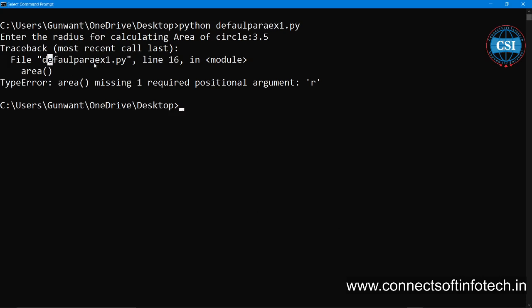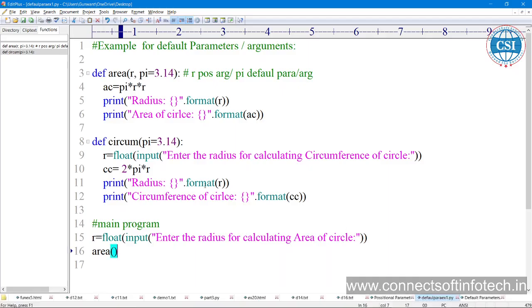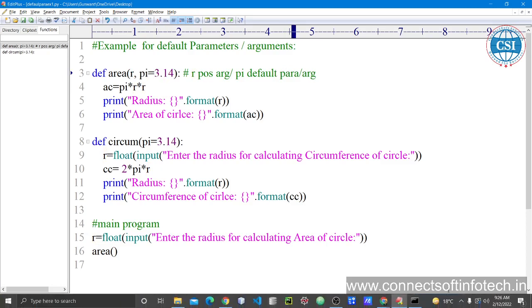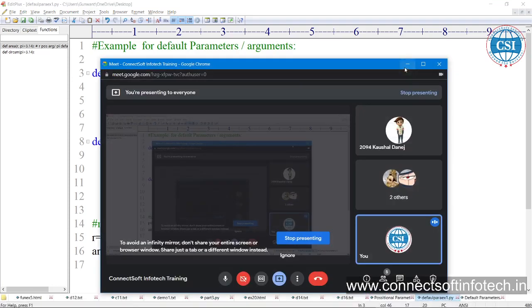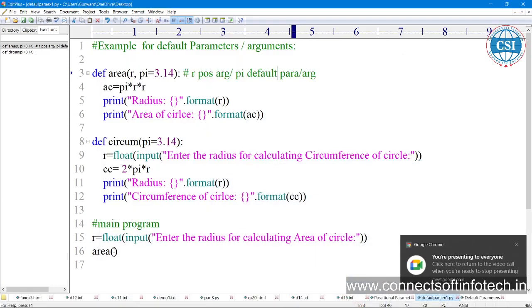Okay, so now here line number 16, area is missing one required positional parameter, that is what? R. So are you getting my point? Are you passing any argument here? No. Okay, so how many formal parameters are here? Two formal parameters we can say. But one is the positional and second is the default. Second is what? Default, right? So here what you have to write?